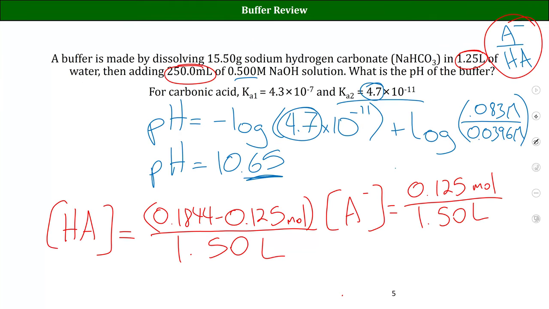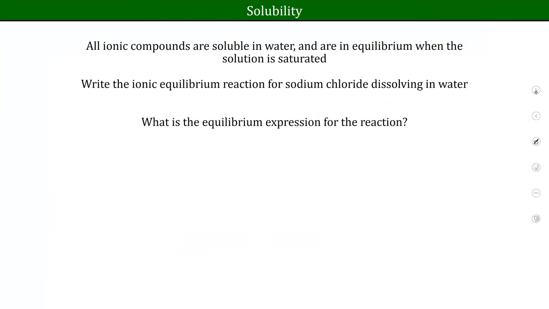All right. Let's talk a little bit about different types of equilibrium. So we've been doing Ka, Kb, talking about acids and bases.